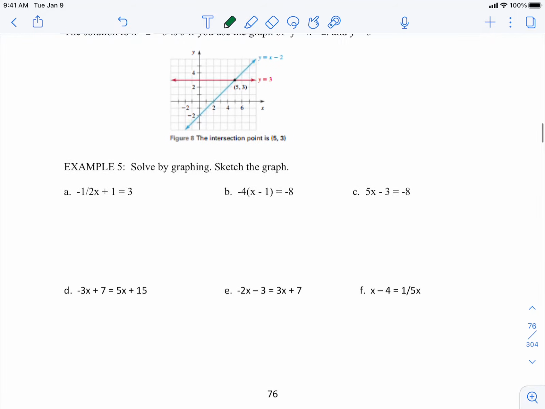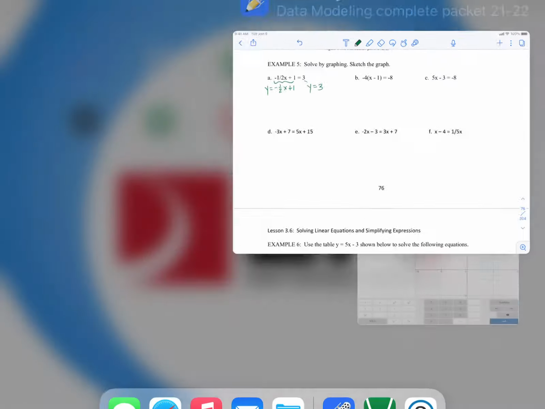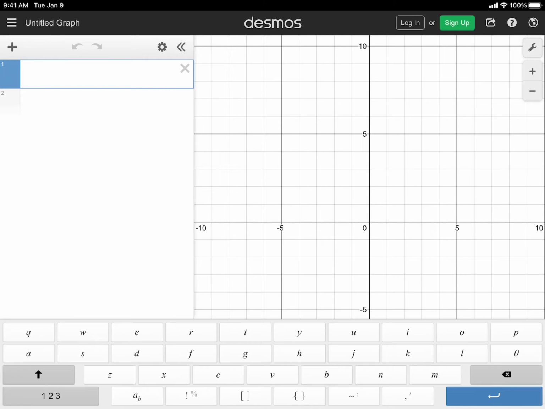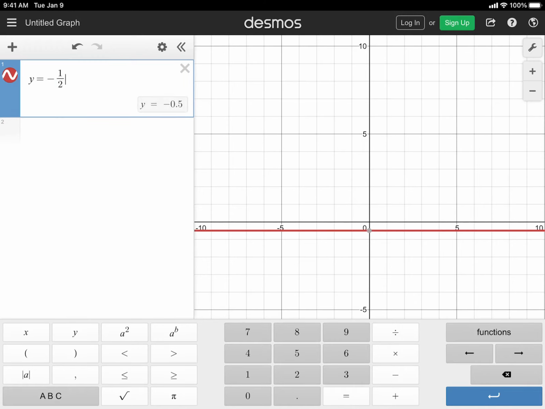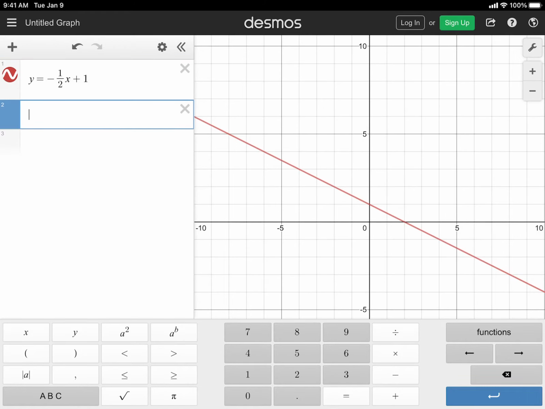Okay, so for this first one, I'm going to rewrite these. I'm going to do the left half, y equals negative 1/2 x plus 1. And then the right-hand side is going to be y equals 3. So if I graph both of these in Desmos, I have y equals negative 1/2 x plus 1. My second one, we have y equals 3.